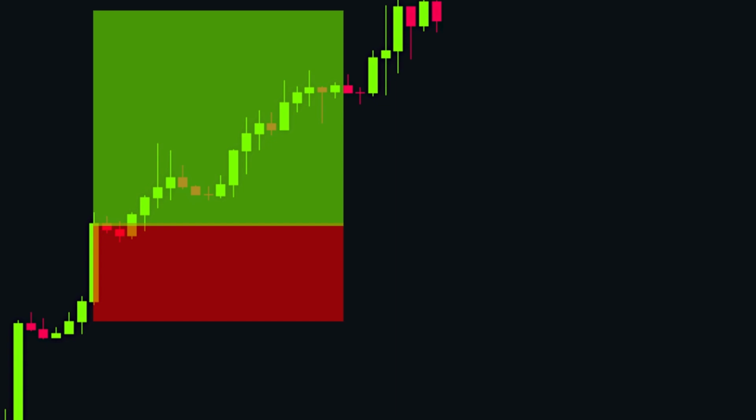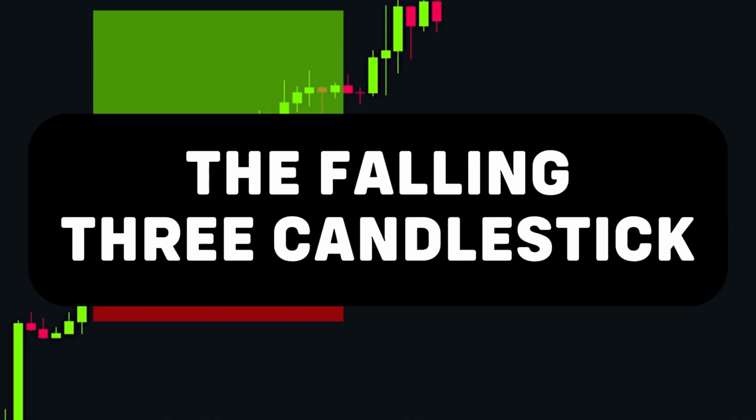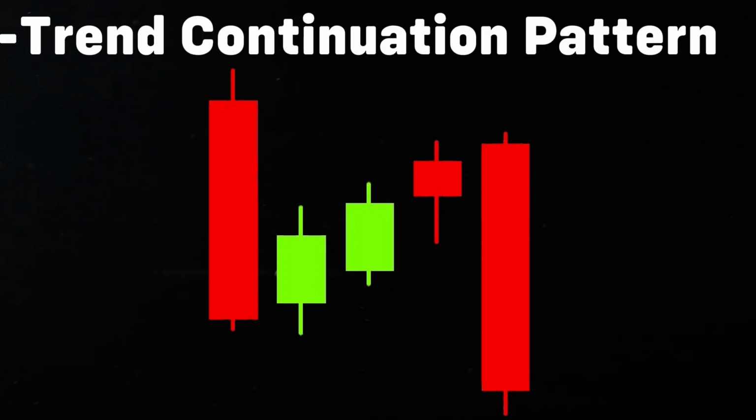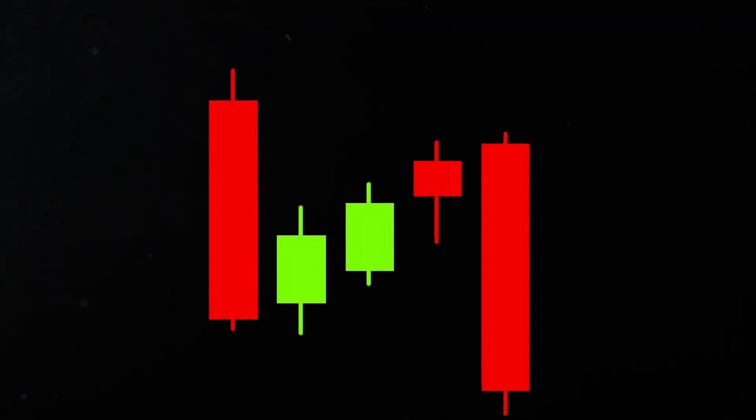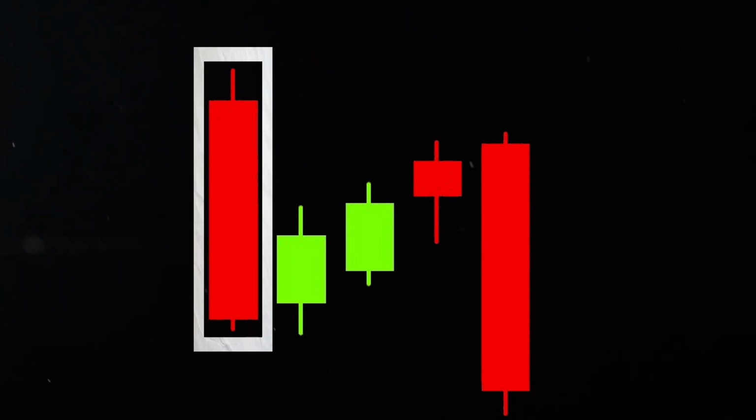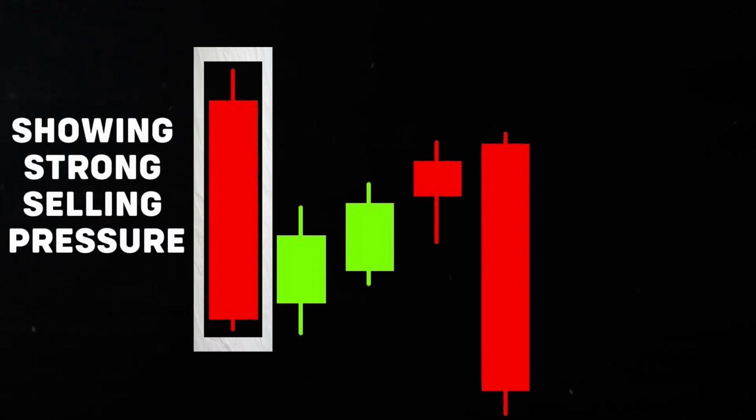Now, let's move on to the opposite pattern, the falling 3 candlestick formation. This is also a trend continuation pattern, but it signals that a downtrend is likely to continue after a small pause. In this pattern, the price first forms a large bearish candle showing strong selling pressure.